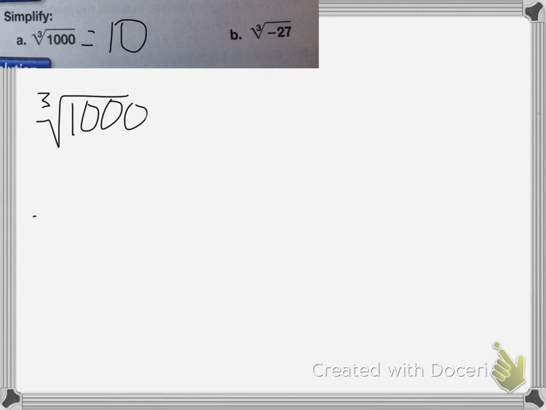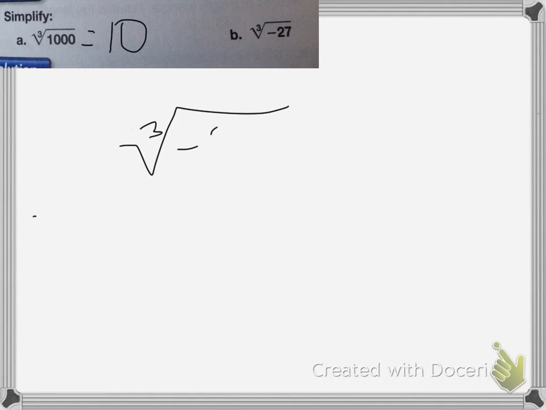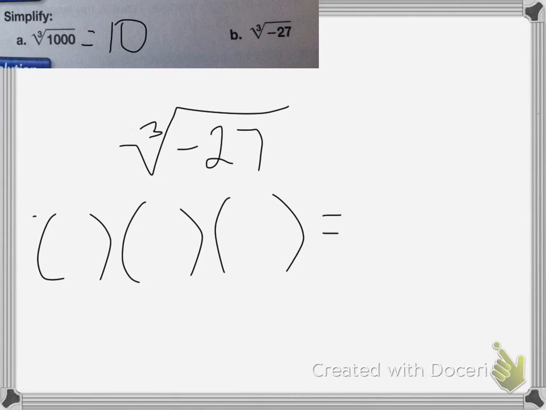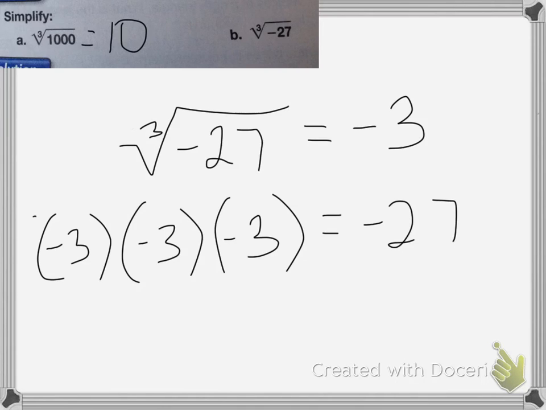Now I have the cube root of negative 27. Again, it's going to be 3 numbers multiplied together that equal negative 27. That's going to be negative 3, because negative 3 times negative 3 times negative 3 equals negative 27. So the cube root of negative 27 is equal to negative 3.